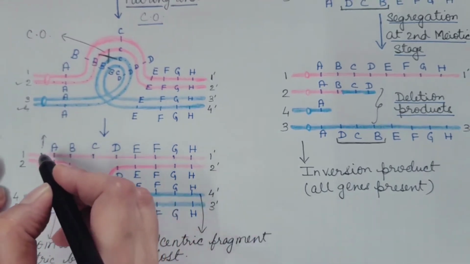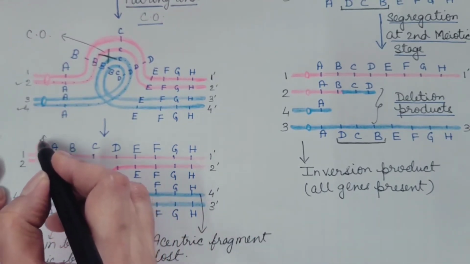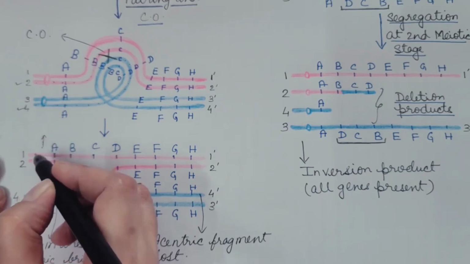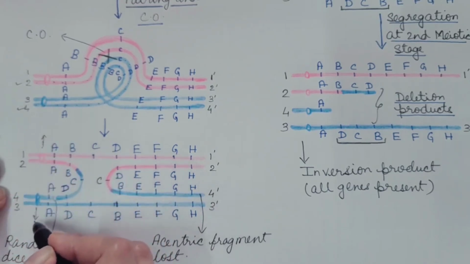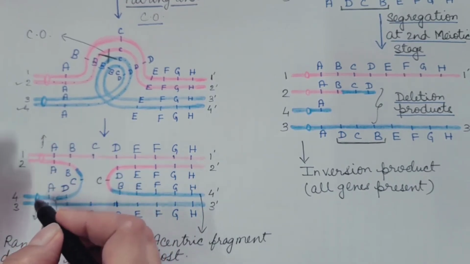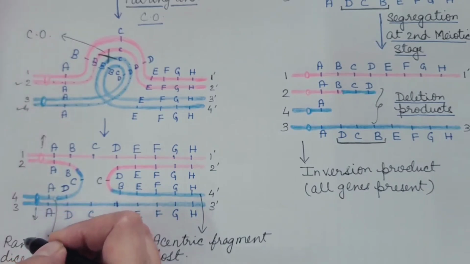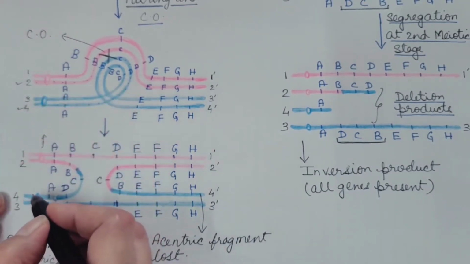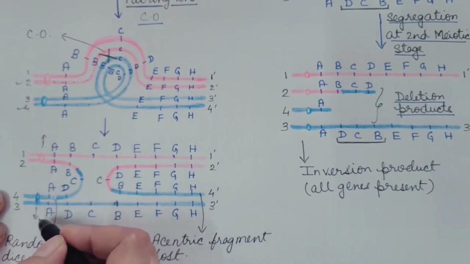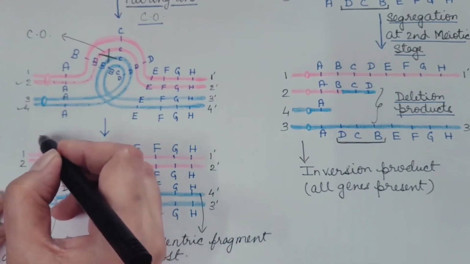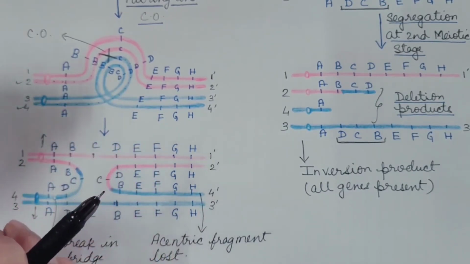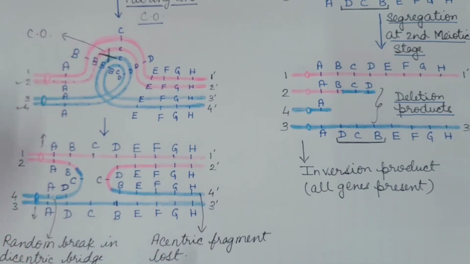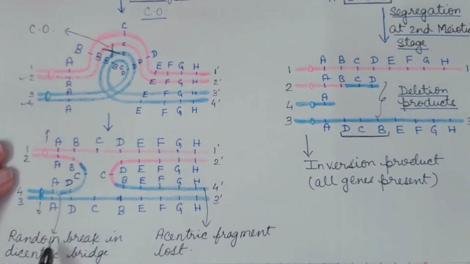Now what happens to this centromere? Spindle fibers are attached, and to this one also spindle fibers are attached. During the anaphase, the spindle fibers move towards the opposite direction. This is pulled towards this direction and this is pulled towards this direction, and due to the two pulling forces in the opposite direction, in this dicentric bridge, random breaks occur.